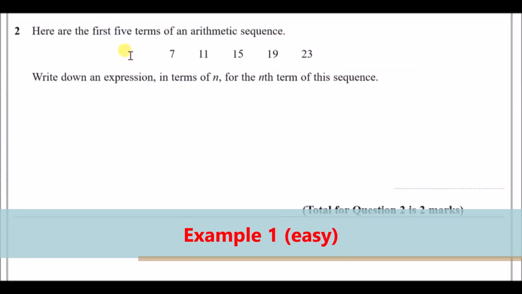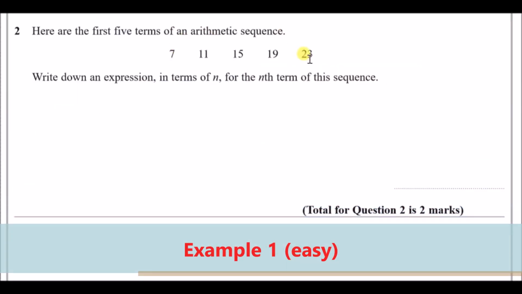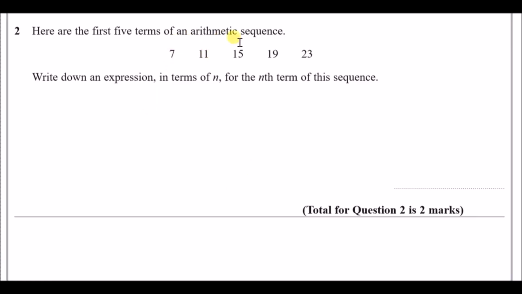So here are the first 5 terms of an arithmetic sequence. Okay, so you got 7, 11, 15, and so on. So we can see they're going up in 4s, so plus 4. Write down an expression in terms of n of the nth term of the sequence.